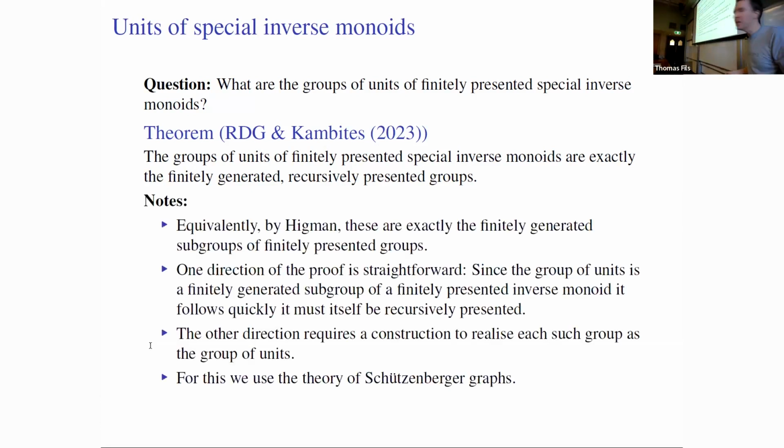And of course, we use Higman's theorem, right? So Higman's theorem says we don't need to worry about recursive stuff. We can just work with finitely generated subgroups of finitely presented groups, which we know are the same thing. So you could rephrase this as: they are the finitely generated subgroups of finitely presented groups. One direction is straightforward, and the other direction requires a construction, and that construction is trying to realize weird groups as groups of units of these things.